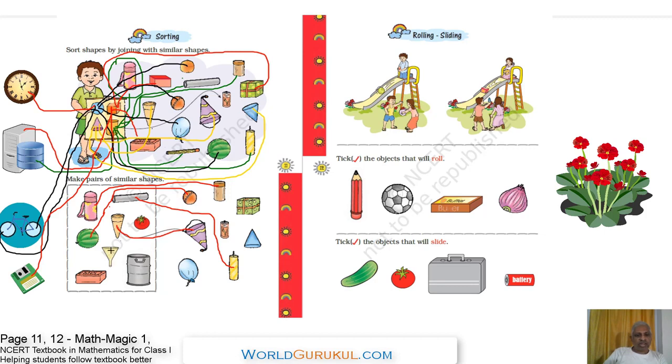Okay, what is left? There is a funnel here. This is funnel and this is matching with this cone, right? Both are in cone shape. Let us draw a line from here to this cone.